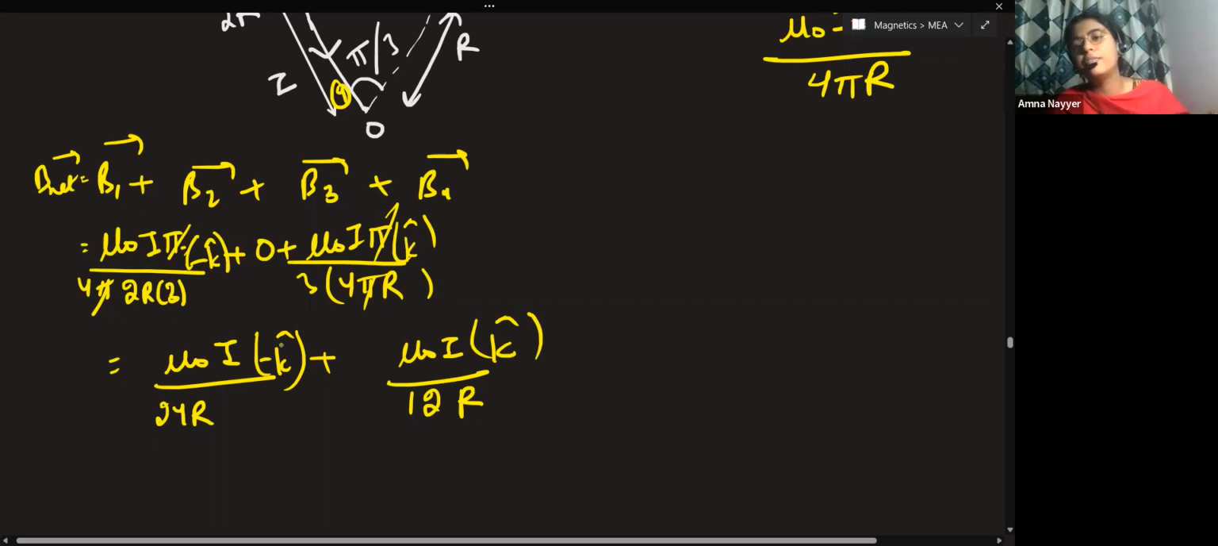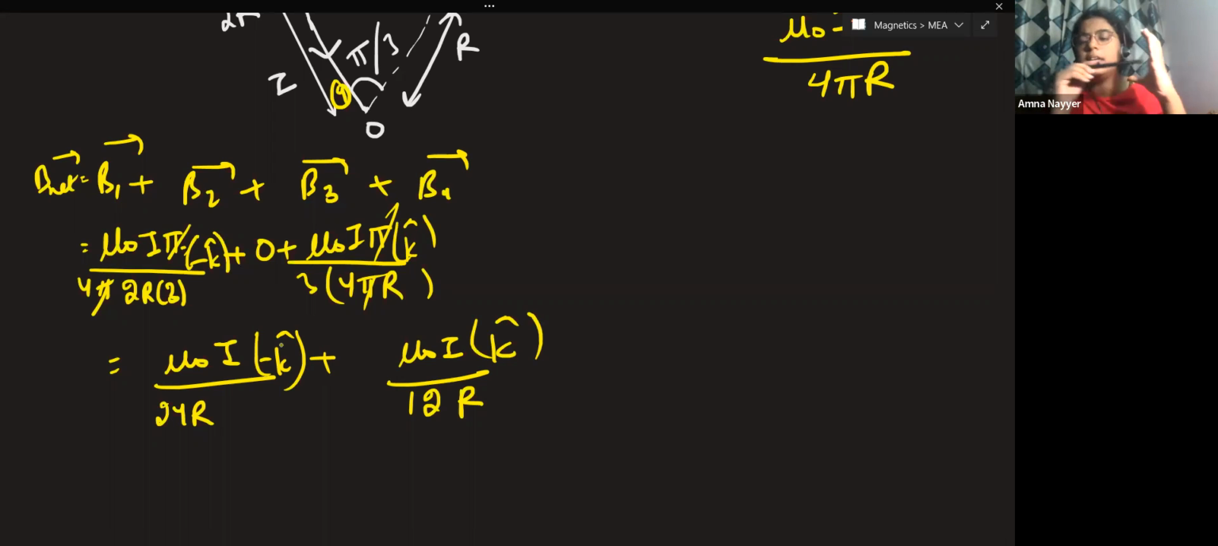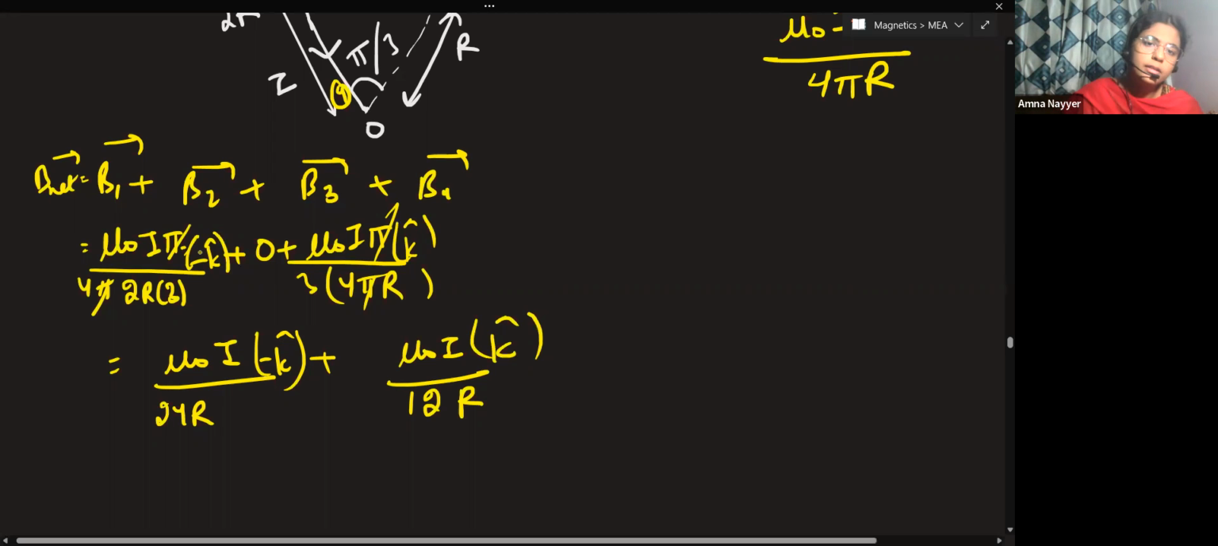Then we'll do the magnetic field at the axis of a circular coil. At the center, we did. If this is the circle, at the center, we know. If the circle is given like this, then at this axis we'll calculate. First, note it down.